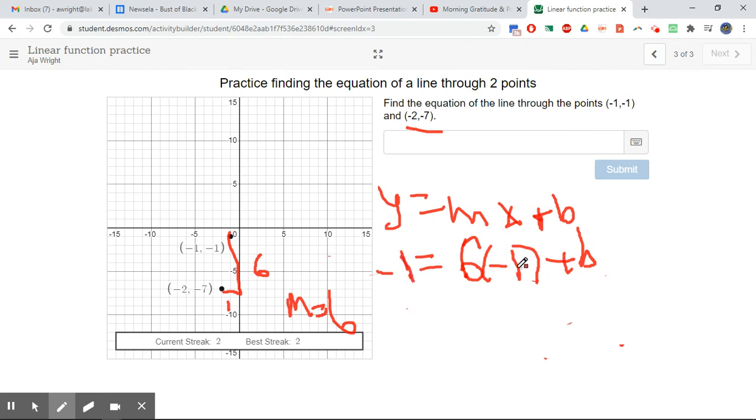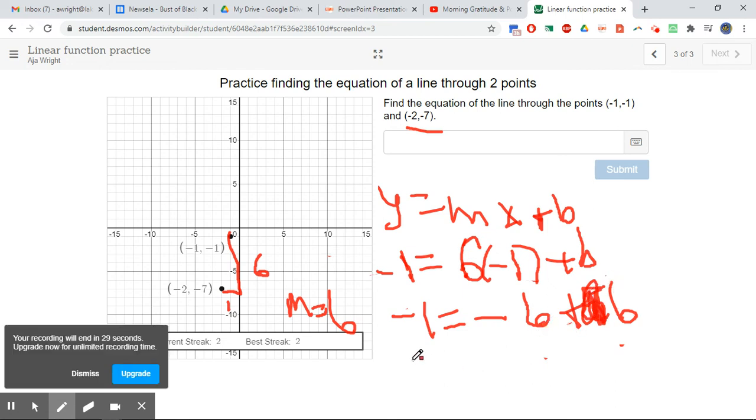So 6 times -1 is -6. So we have -1 equals -6 plus B. Why? I already know the answer and I was like writing it. Okay, let's pretend like we don't know what it is yet. That's a B, not a 6. Okay, so we need to add 6 to the other side, and we're going to get 5 equals B.